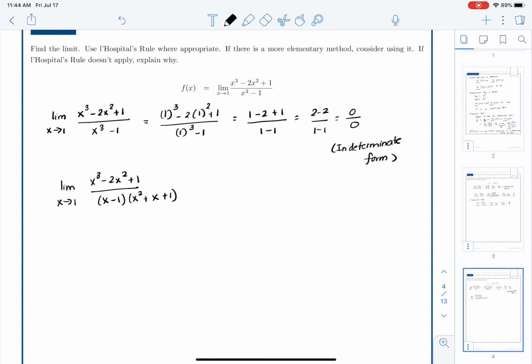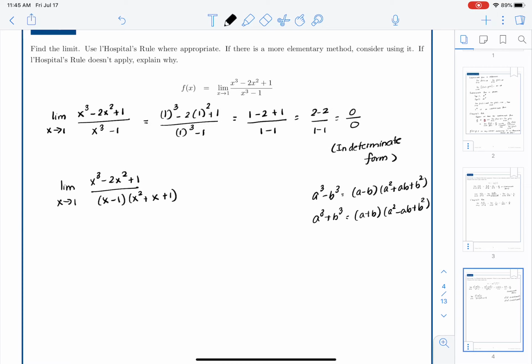Yes. So what I did is I just used algebra. There is a standard identity. If you have a cubed minus b cubed, we can write it as a minus b times a squared plus ab plus b squared. And if we have a cubed plus b cubed, we'll have a plus b times a squared minus ab plus b squared. That is a standard rule that we use.